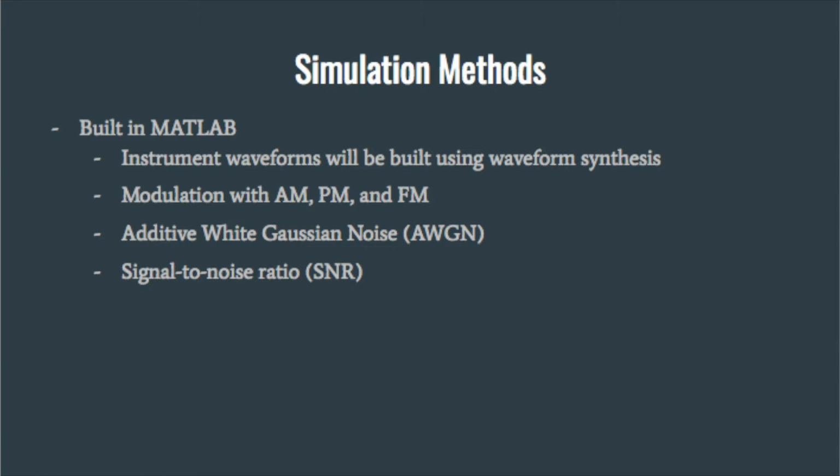To create a sound file, there are 2 methods normally used. The first is sampling, where we can record an instrument and operate on that signal we record, or what we are going to use, waveform synthesis, where we create a waveform using different combinations of predetermined waves. Most of the remaining operations that need to be done already have pre-built blocks using Simulink and MATLAB. This includes all the different current types of modulation we have, the additive white Gaussian noise, and the signal-to-noise ratio.